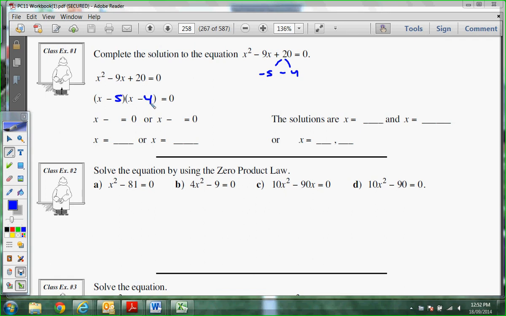Okay, so we have two answers because they're different. X minus 5 or x minus 4. What makes this one 0? A positive 5. What makes this one 0? A positive 4. The opposite. Okay, so your solutions are 4 and 5, or 4, comma 5. You can write it as one like that. Either way is fine.